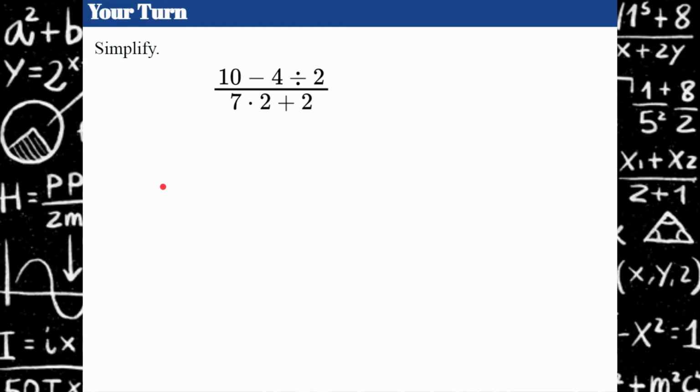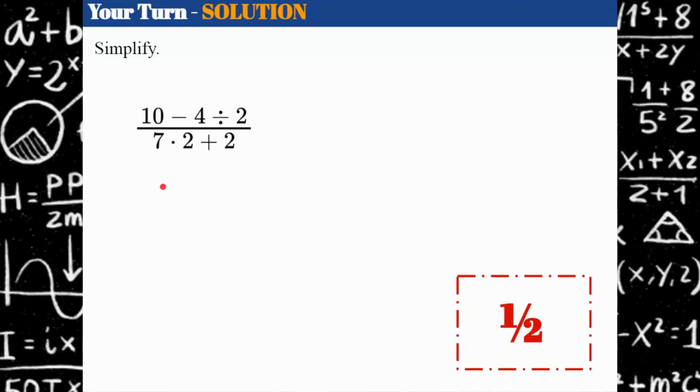Welcome back. Let's see how you did. So we're going to start by first evaluating the numerator. So when I look at that, I'll give you your answer first. So the answer to the whole thing is 1/2. It simplifies to 1/2. So let's look at this numerator.